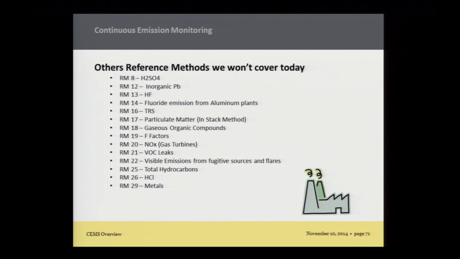Reference method 20 is specific to gas turbines and NOx. 21 is VOC leaks. 22 is another visible emissions. 25 is your total hydrocarbons, and HCl and metals is reference method 29.